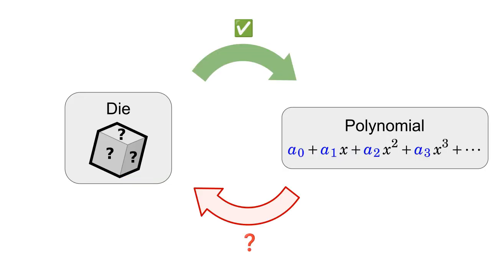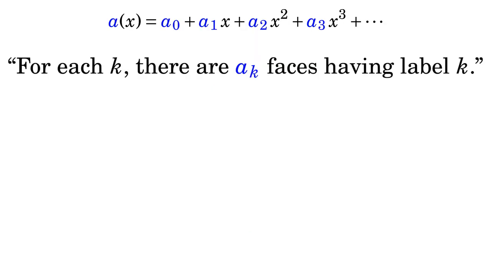Here's one detail we have to fill in. We're trying to replace a question about dice labels with a question about polynomials, so we need to show they're equivalent. We saw how to turn a die into a polynomial, but we still need to know how to reverse the process and turn a polynomial into a die. On the face of it, it's straightforward how to convert a polynomial to a die. We just say, for each k, there are a_k faces having label k.